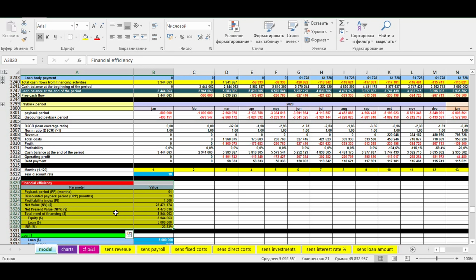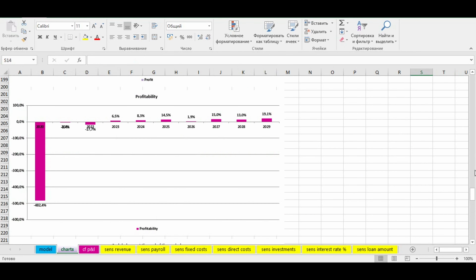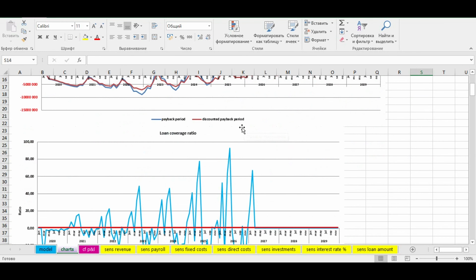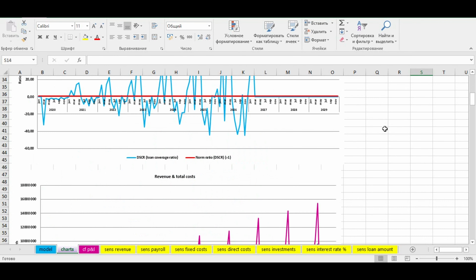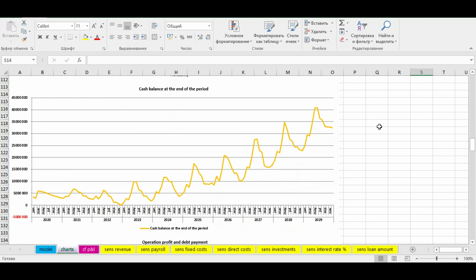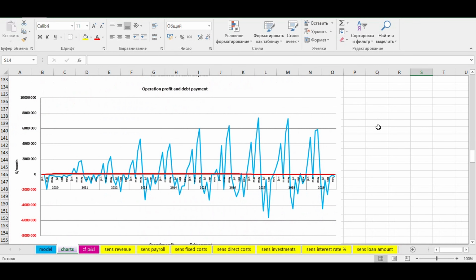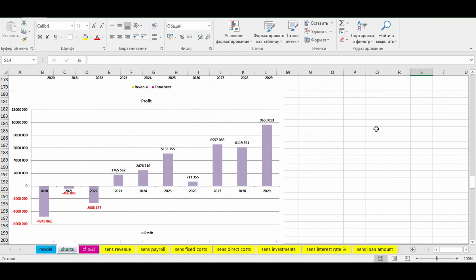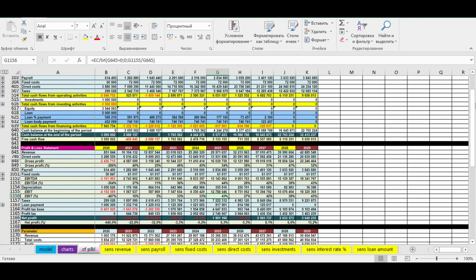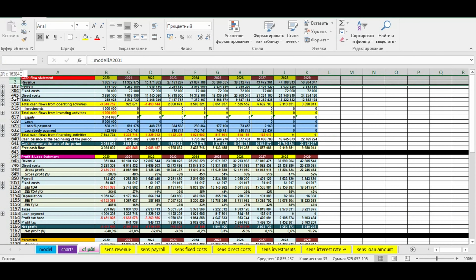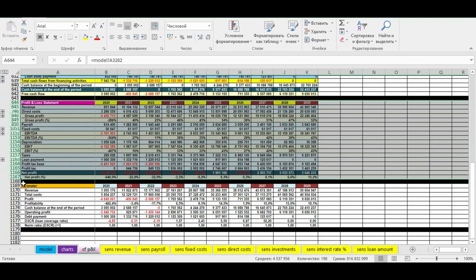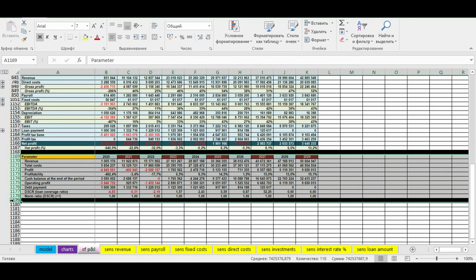Now we can see the graphic illustration of your business idea. Here, we see in monthly detail simple and discounted payback period, loan coverage ratio, revenue and total expenses, profit, profitability, cash balance, cumulative profit, operation profit, and loan payment. Then, we have the same information done yearly. On the next Excel sheet, we have gathered yearly consolidated cash flow statement, profit loss statement, and main financial results of your agricultural farm. Finally, we see the financial efficiency of your agricultural farm.